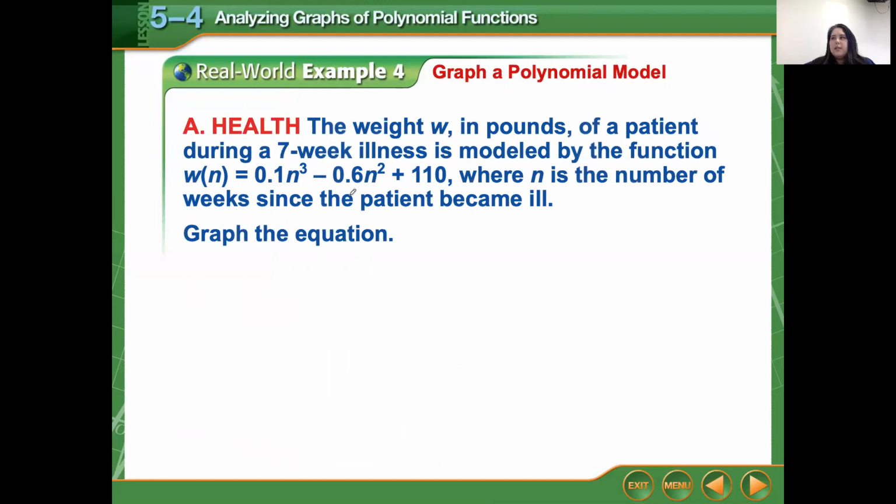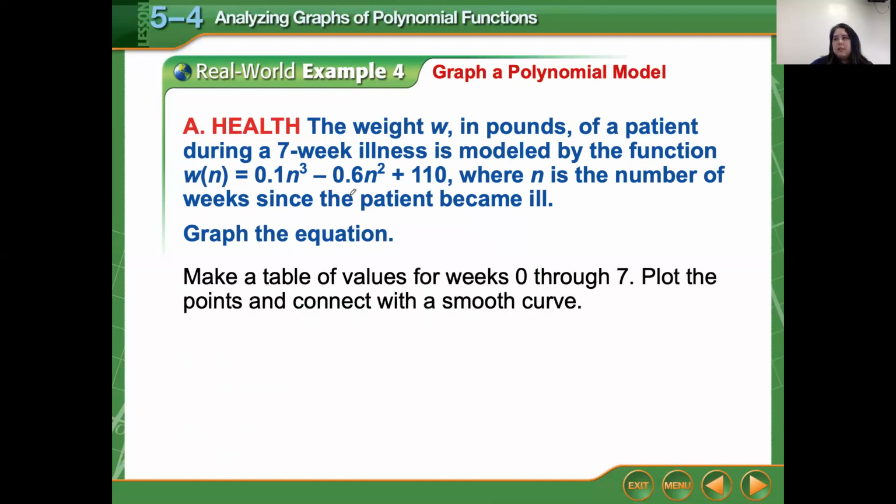All right, for example 4, we're going to take a look at a real-world example. The weight in pounds of a patient during a 7-week illness is modeled by the function w of n equals 0.1 n cubed minus 0.6 n squared plus 110, where n is the number of weeks since the patient became ill. Graph the equation. So we're going to go ahead and graph this. We're only going to look at points 0 through 7 because it talks about a 7-week period.